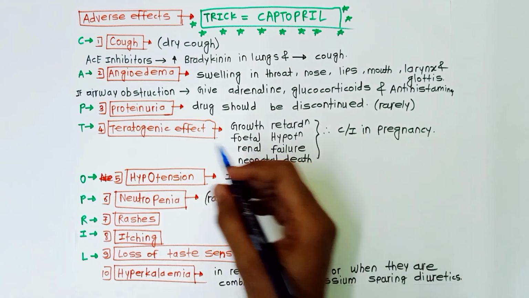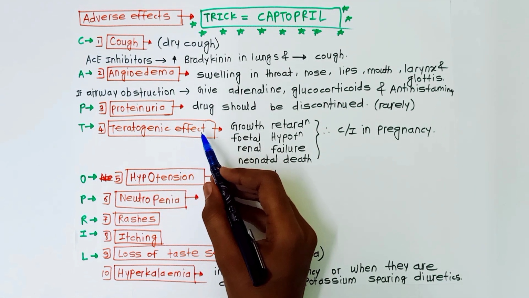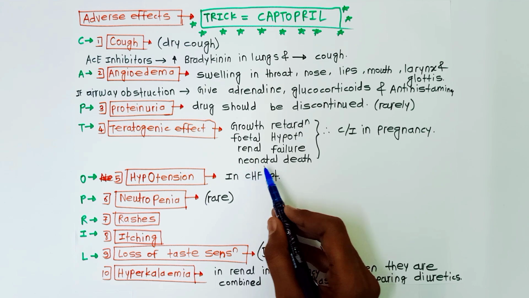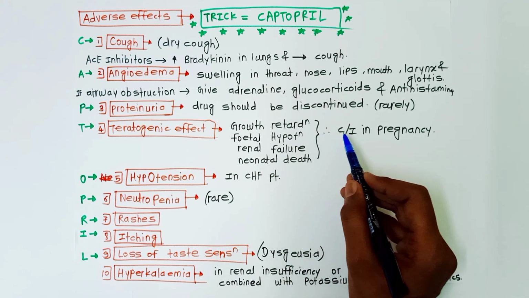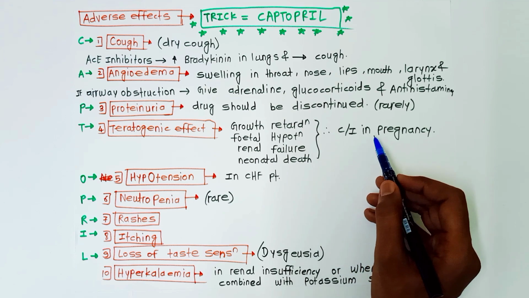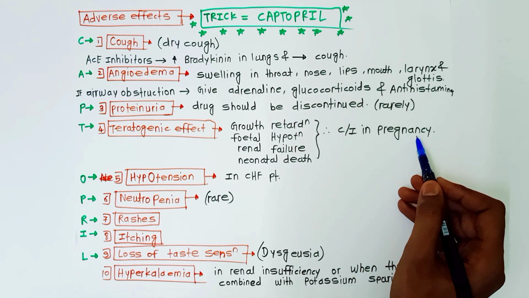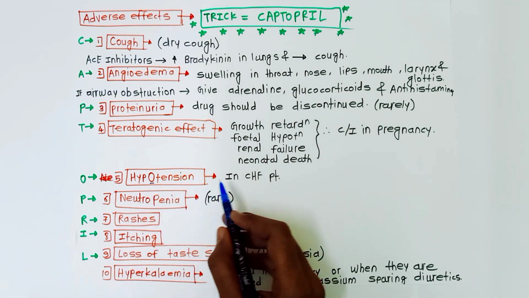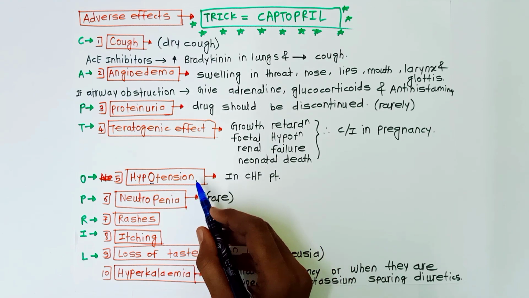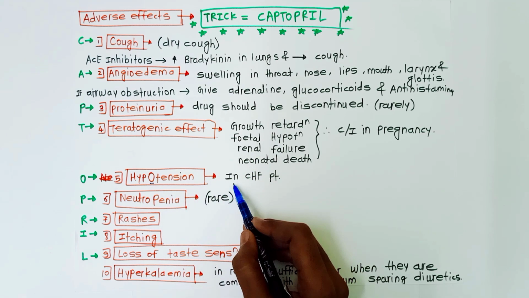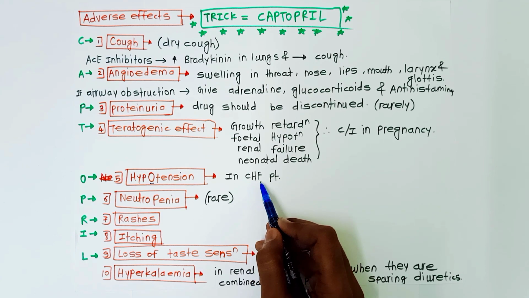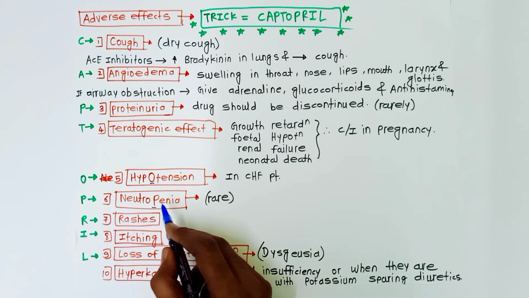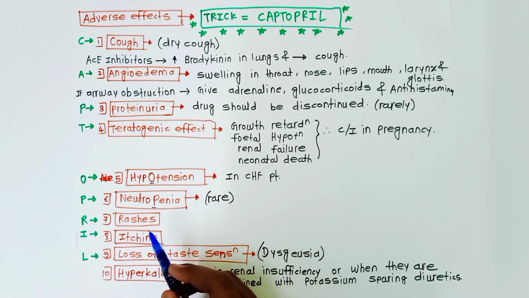Okay. Next adverse effect is T for teratogenic effect, like growth retardation, fetal hypotension, renal failure and neonatal death. That's why ACE inhibitors are contraindicated in pregnancy. CI means contraindication. Okay, they are contraindicated in pregnancy. Then O for hypotension. ACE inhibitors cause hypotension in CHF patients, congestive heart failure patients. Okay. P for neutropenia, this is a rare condition that occurs due to ACE inhibitors.